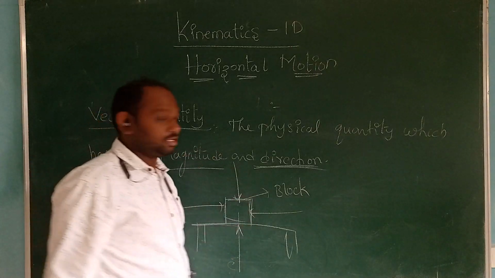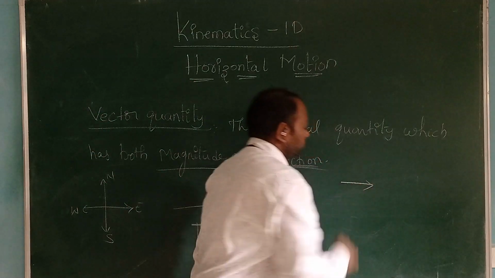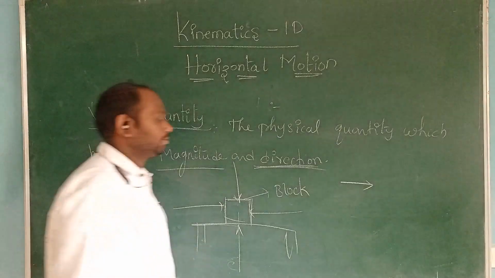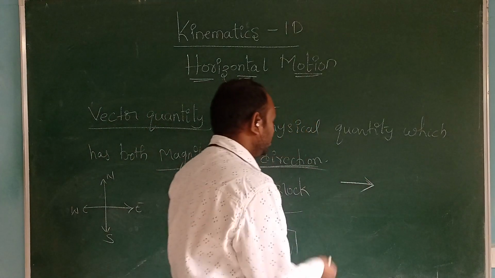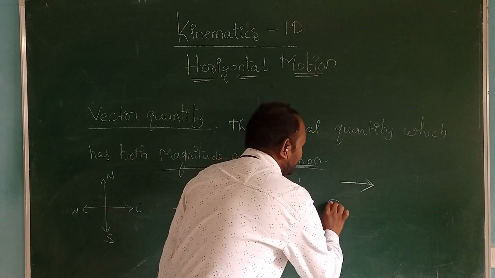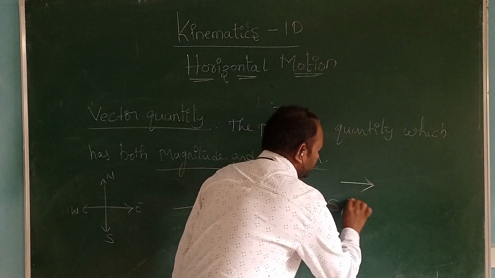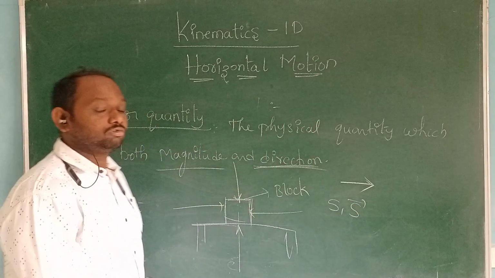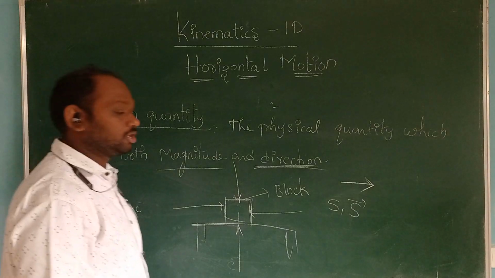A vector quantity is represented with a bar. Distance is represented by the letter S, and displacement is S bar. The remaining points we will discuss in the next class. Thank you for watching, all of you.